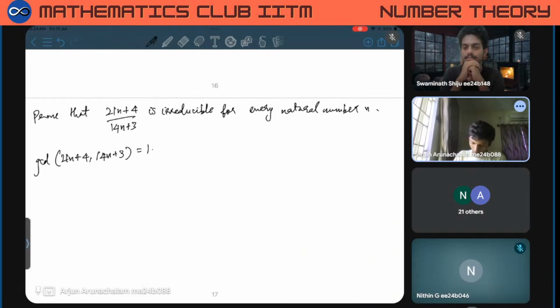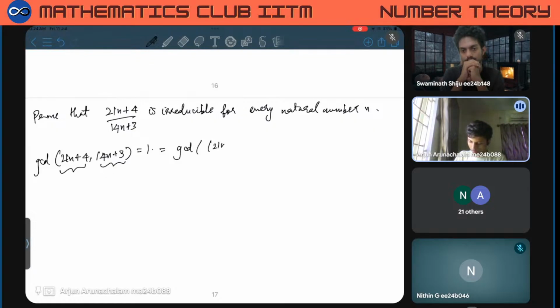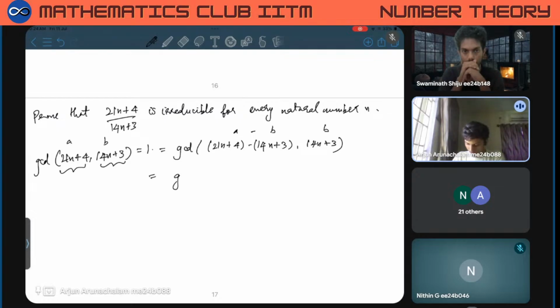So let's do the first application. Let's subtract this from this. So basically GCD of 21n plus 4 minus 14n plus 3 comma 14n plus 3. So this is just a minus b. This is b. This is a. And so you'll get this to be GCD of 7n plus 1 and 14n plus 3.